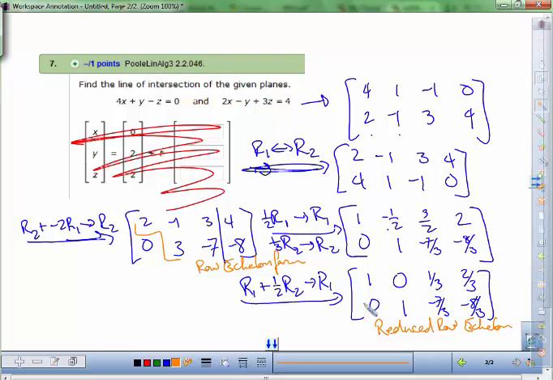Simon? So the term above the leading coefficients has to be 0? Yes, it has to be zeros also. If I have a leading coefficient somewhere, the term or terms above and below it, if you have a bigger matrix, they need to be zeros.